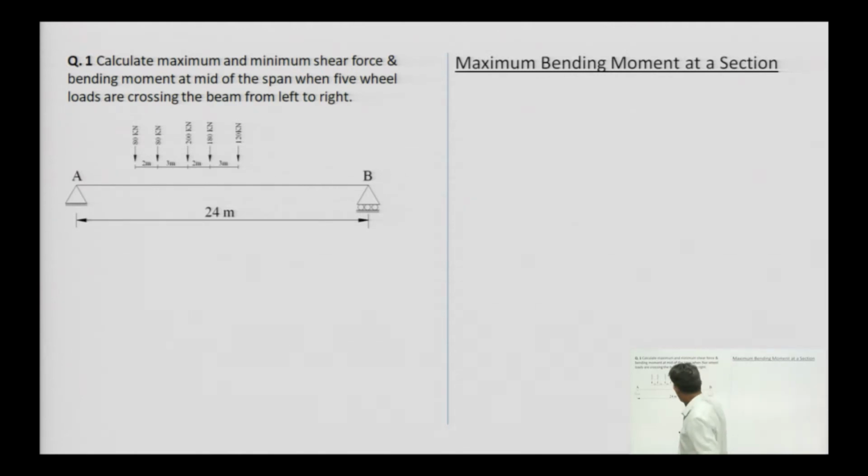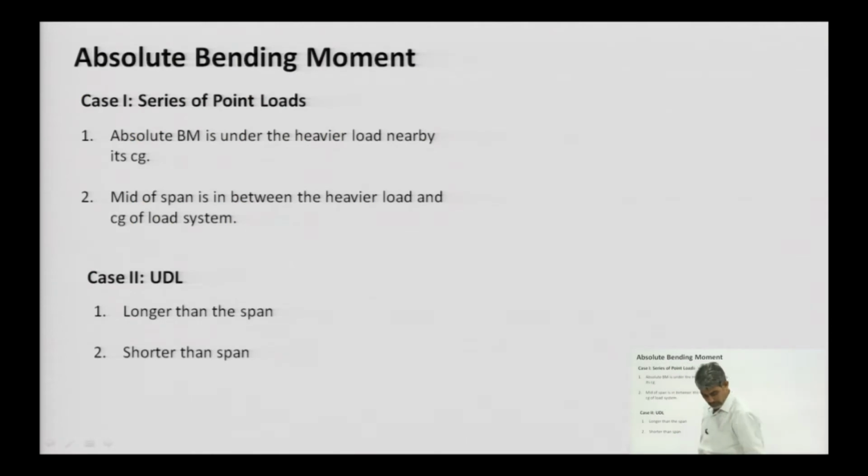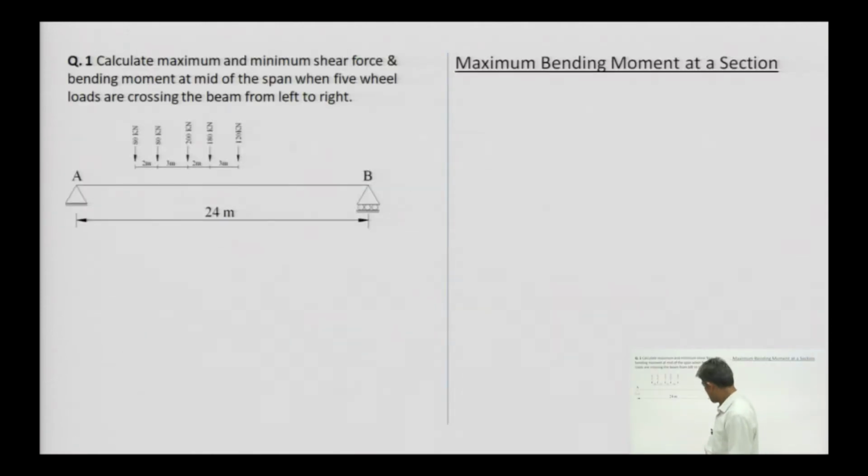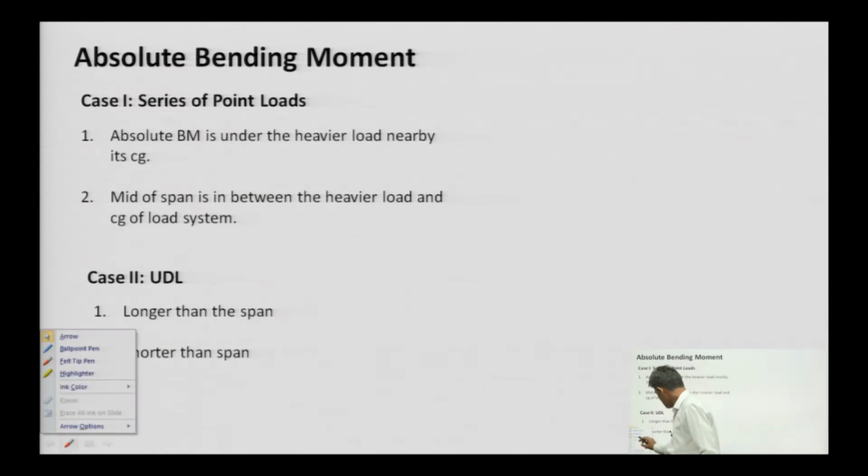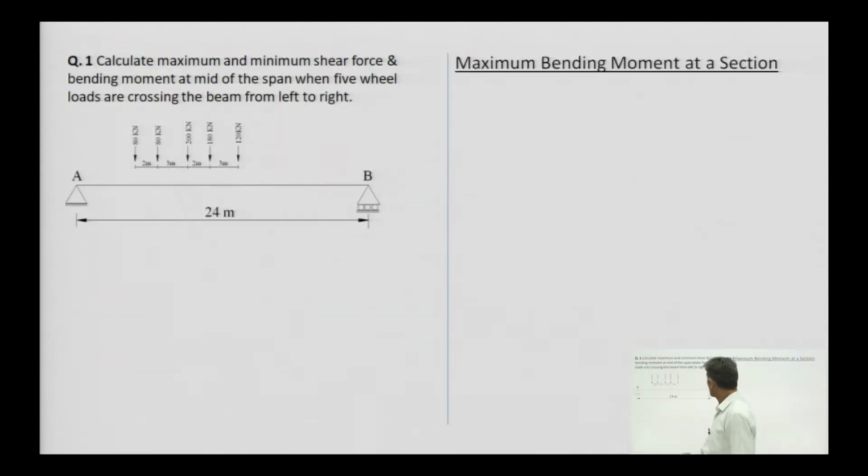This load system is crossing a span of 25 meters, simply supported at two supports A and B. Okay. In the last class I told you how to find the maximum bending moment at a section.